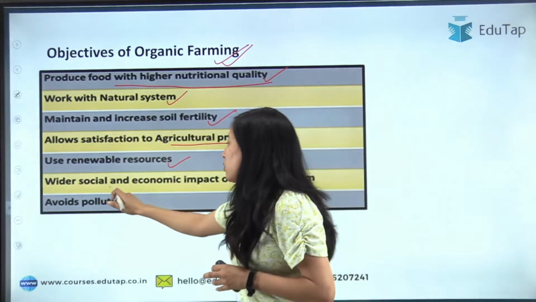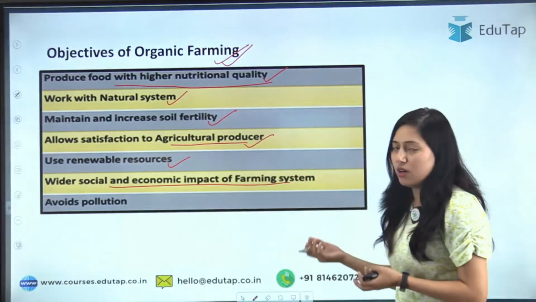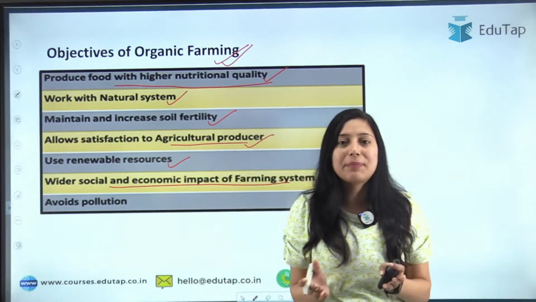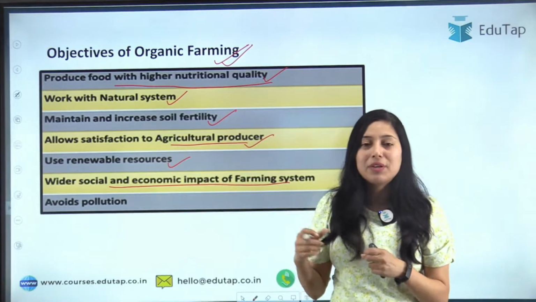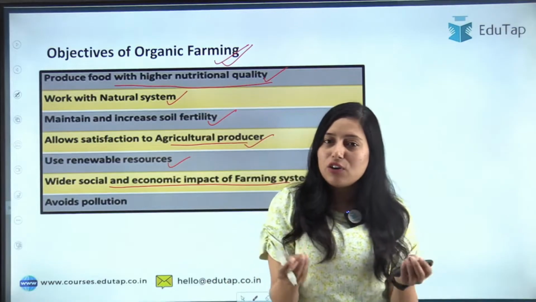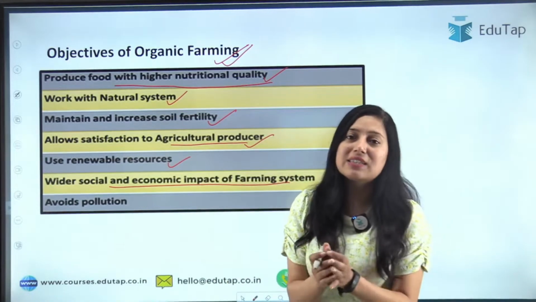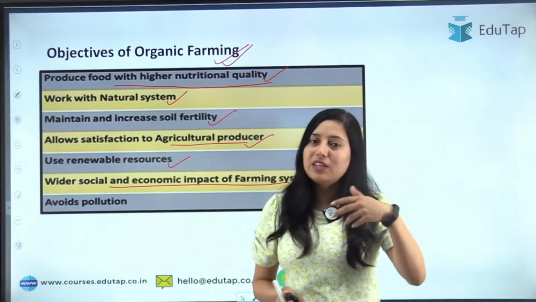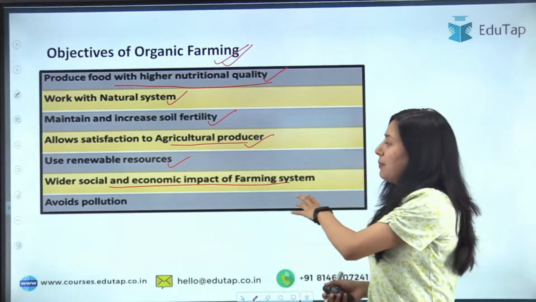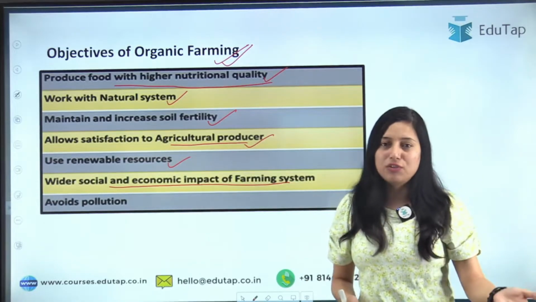Next is the wider social and economic impact of the farming system. Here there are various wide social impacts. For example, with organic farming we are providing high nutritional quality food to people, and the health of people is maintained, as they are getting good quality food without any pesticide, without any insecticide, which helps in maintaining the health of people, right?